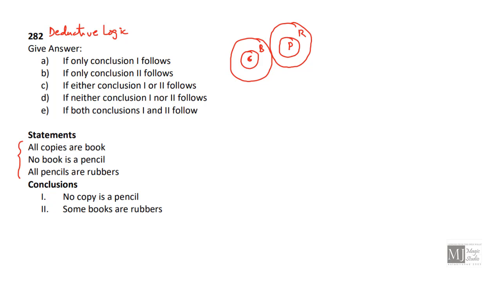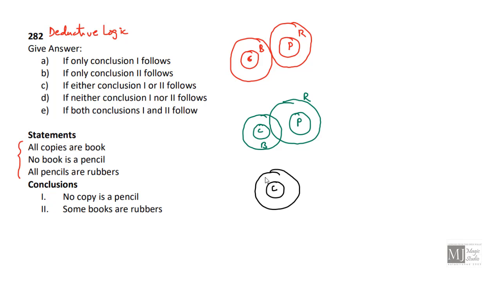All pencils are rubbers. Or we can end up getting a Venn diagram like this. All copies are books, pencils, and then all pencils are rubbers. This can be also the Venn diagram. Again, I can have copies, books, pencils, and rubbers also covering part of copies. So we can have 3 sets.